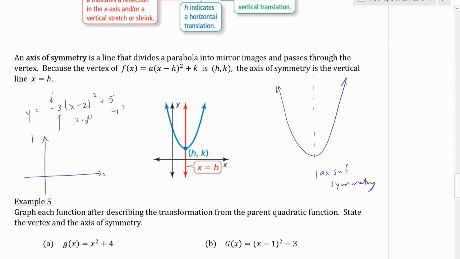So if we go to the right and up 5, that's your vertex. And then if it turns down and it's vertically stretched, it's going to be skinnier. So the line that cuts it down the middle, it's going to sit there. So wherever that x value is on your vertex, that's going to be the line of symmetry cutting it down the middle. So if you've got this form right here, whatever the h and k are, that's your vertex, and x is h is the axis of symmetry.